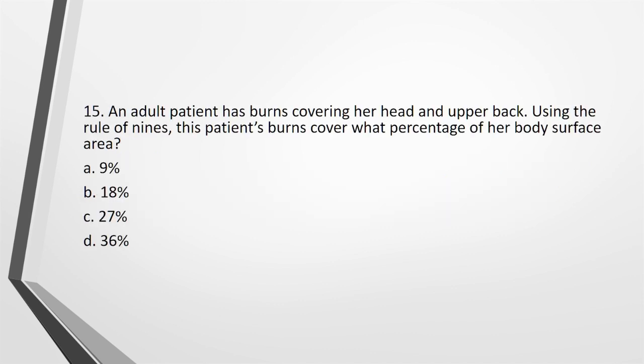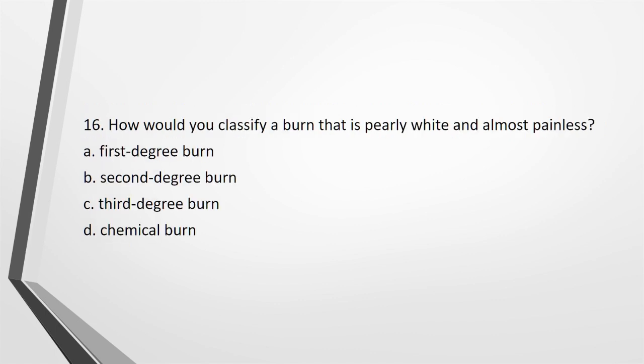15. An adult patient has burns covering her head and upper back. Using the rule of nines, this patient's burns cover what percentage of her body surface area? A. 9%. B. 18%. C. 27%. D. 36%. Answer: B. Explanation: the head and upper back are each equal to 9% of body surface area.